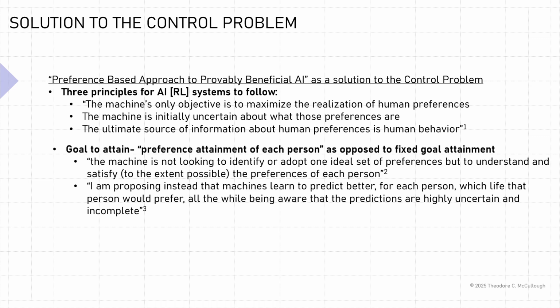And so more specifically, the goal to attain is preference attainment of each person as opposed to fixed goal attainment. And in doing so, the machine is not looking to identify or adopt one ideal set of preferences, but to understand and satisfy, to the extent possible, the preferences of each person. In particular, Russell is proposing that machines learn to predict better for each person what that person would prefer in his or her life.